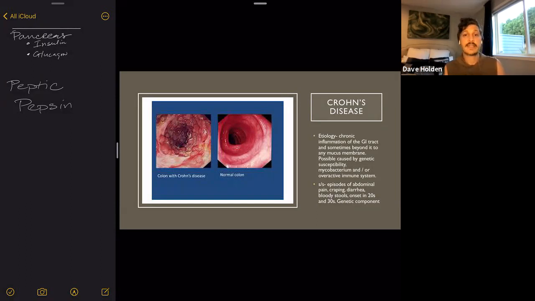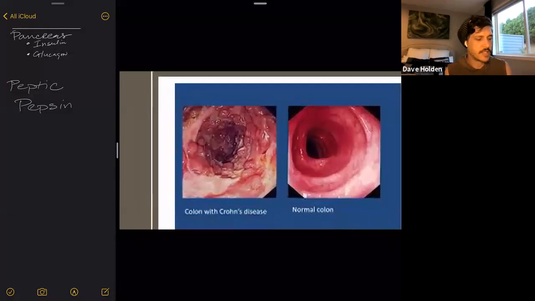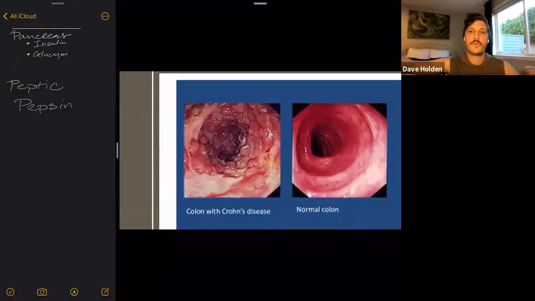Chronic inflammation of the GI tract and sometimes beyond. So anywhere along the GI tract is fair game for Crohn's disease. This causes abdominal pain, a lot of cramping and diarrhea, bloody stools. I think the diagnostic criteria is you have to pass like multiple bloody stools per day. It's rough and it's painful. It usually onsets in the 20s and the 30s. And as you can see in the picture, you don't have a nice, smooth, pink digestive tract. Instead, it's become inflamed with these cobblestone-like lumps.